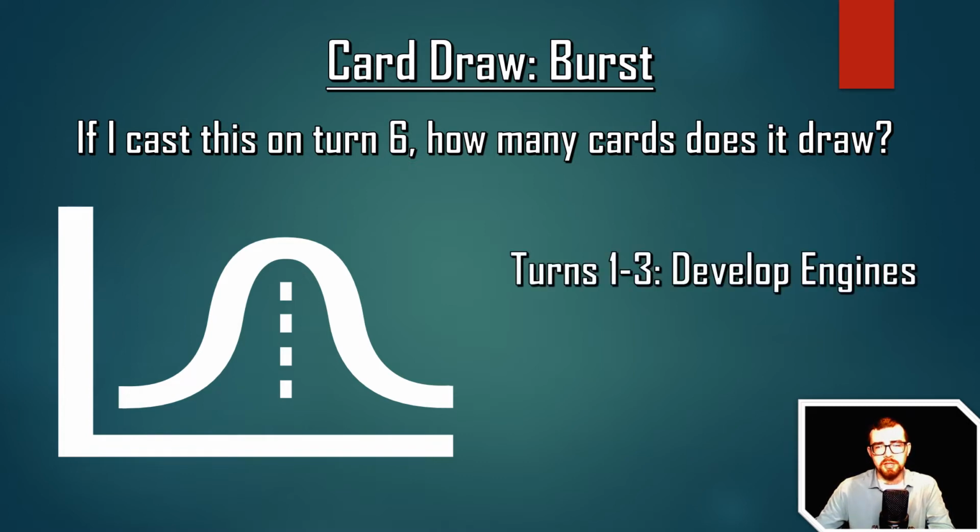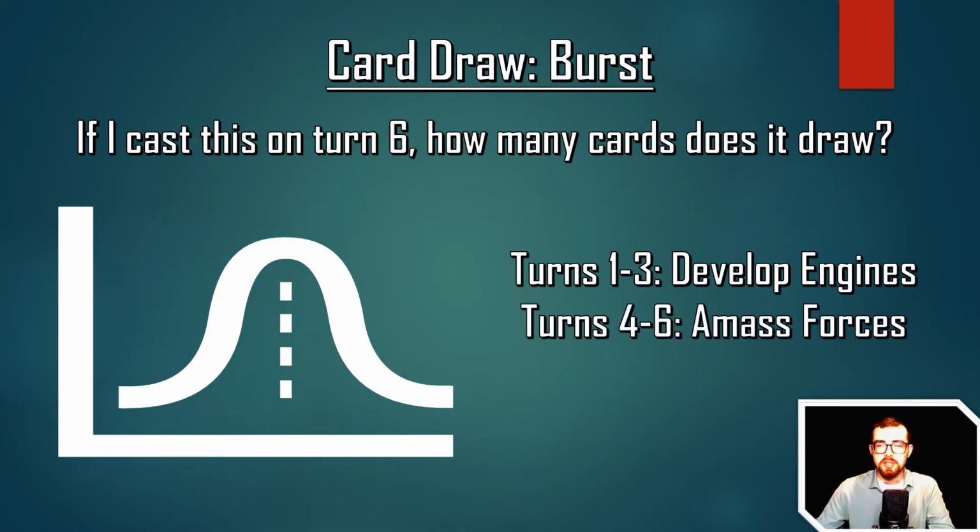I actually have kind of divided this out for you here. Turns 1 through 3, most people are developing engines. You're using ramp. You are putting out your recurring card draw. You're saying, okay, well, I'm going to set up my graveyard strategy by self-milling. Any of those things, these are just developing your engines. We're tutoring to our hands. We're doing different stuff like that.